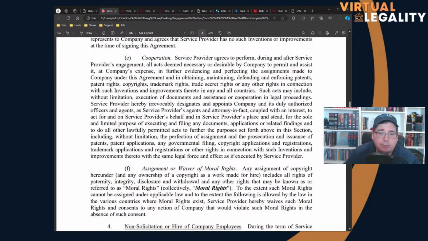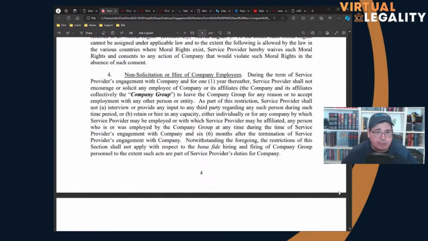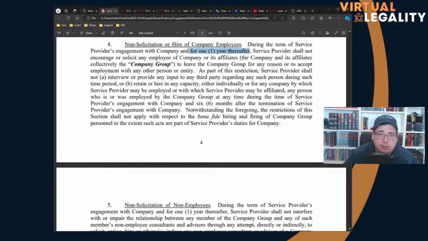But as we continue on, we're assigning the intellectual property. Then we get into kind of the more operative details here. First, we have a non-solicitation or hire of company employees. This says, for your period of service for the company and for a tail period for 1 year hereafter in this kind of redacted version of the document, you won't hire away our employees, which makes sense, right?